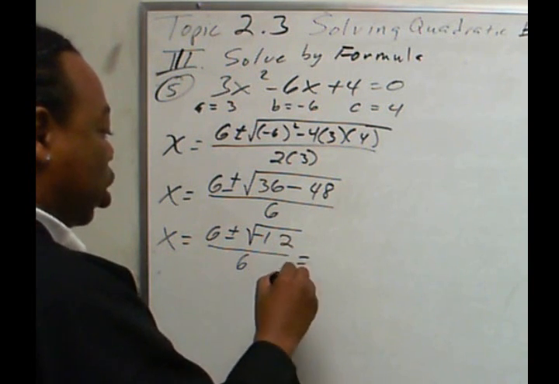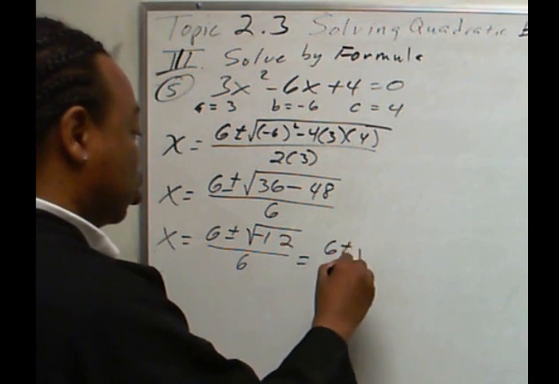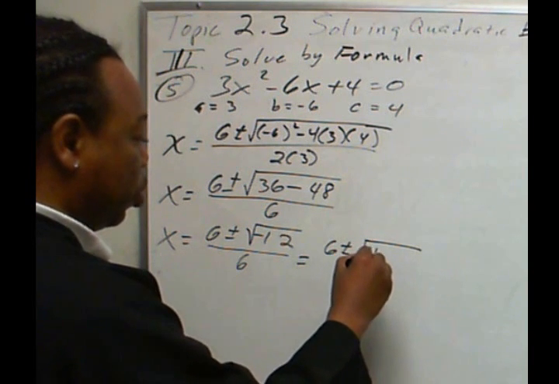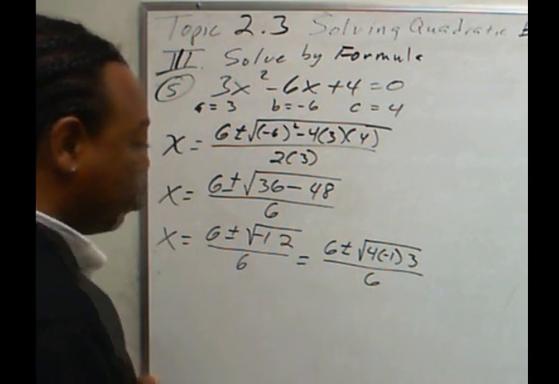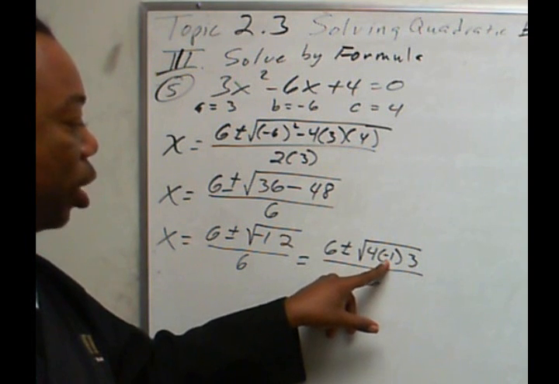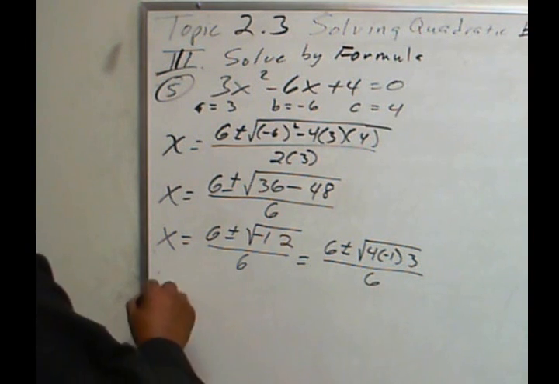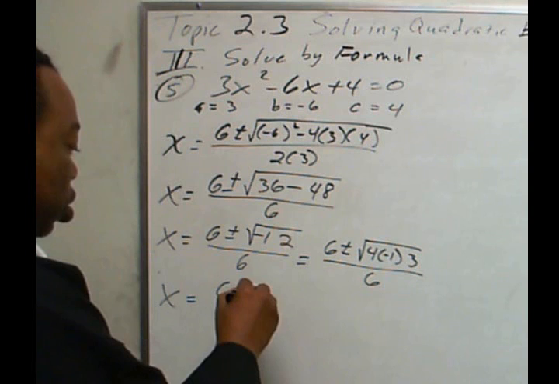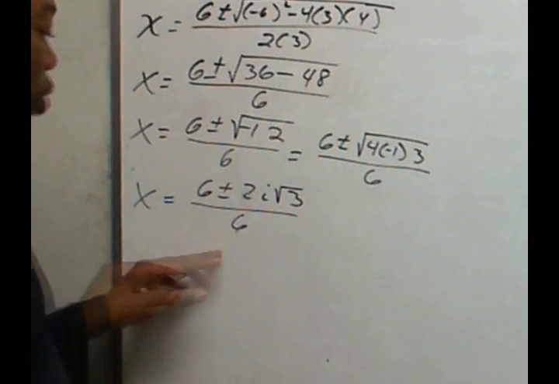Alright, the negative 12 is not a perfect square, but there's perfect squares in it. So I'm going to break this up into 4 times a negative 1 times a 3. And that's all over 6. Okay. The 4 can be taken out as a 2. The negative 1 can be taken out as an i, and the 3 will remain. So what we'll get is 6 plus or minus 2i and the square root of 3. And that's all over 6.